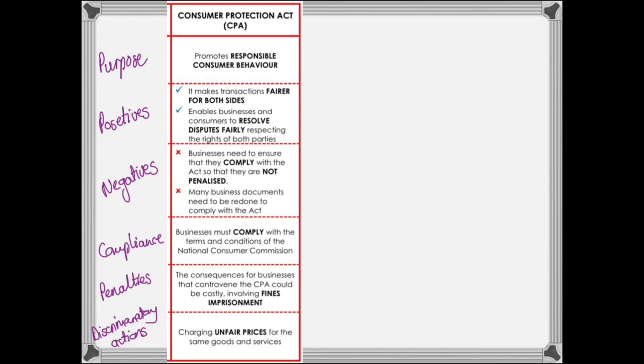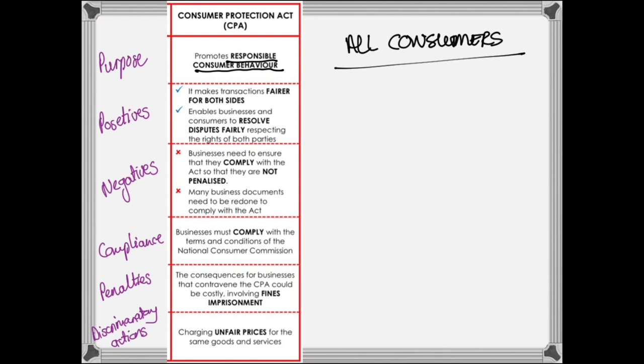The Consumer Protection Act is then focusing on all consumers. So everyone that walks into a business with money in their hand that can pay for something, that is what the Consumer Protection Act covers. So that means responsible consumer behavior as well. It gives the business as much rights as it does the consumers. So it makes it fair for both sides, the business as well as the consumer. So it does not give the consumer rights to do whatever they want and then expect the business to just do what the customer says. So that is also there to help resolve disputes.